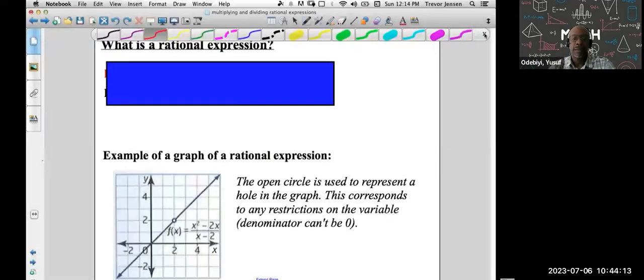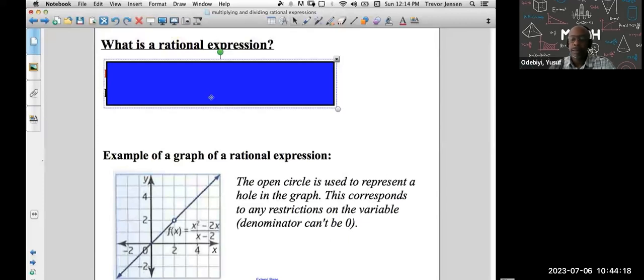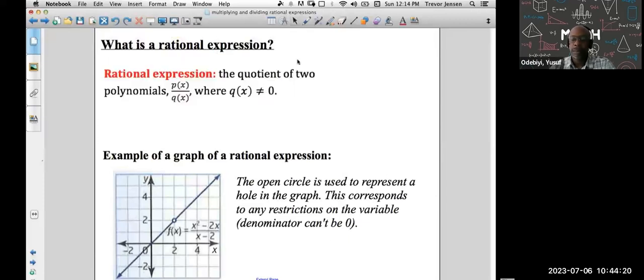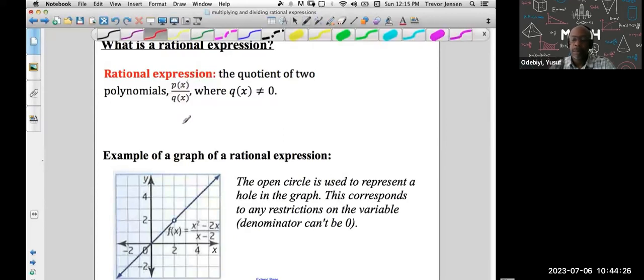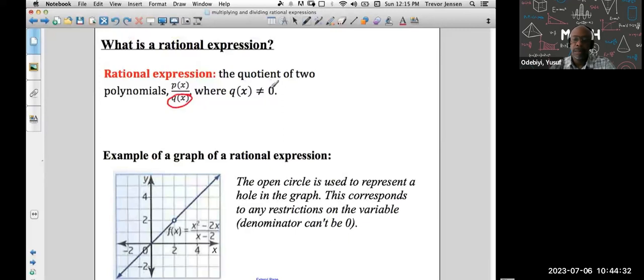So first of all, let's start off with what is a rational expression. A rational expression is basically the quotient of two polynomials. So we have a polynomial function in the numerator, p of x, and a polynomial function in the denominator, q of x, and you have to keep in mind whenever we have a rational expression, the denominator cannot equal 0, because we can't divide by 0.